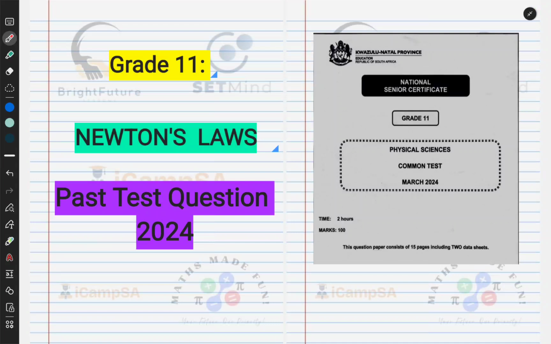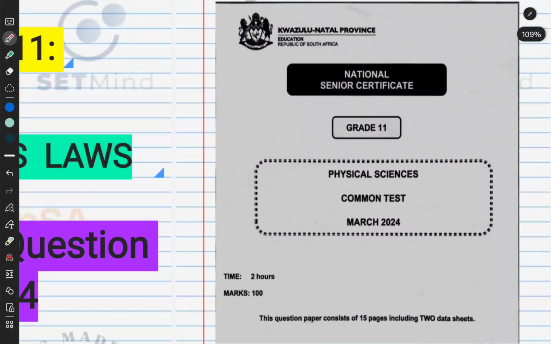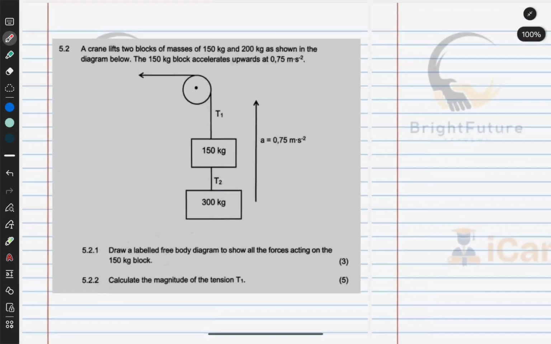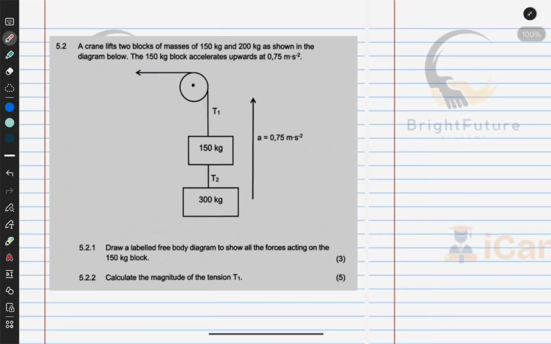So what will happen here is we are looking at a problem from KZN, and it was in March 2024. This one here, this question paper, right? So I took a very interesting problem from this past paper, which was 5.2, right? Still on Newton's laws. So check this out.